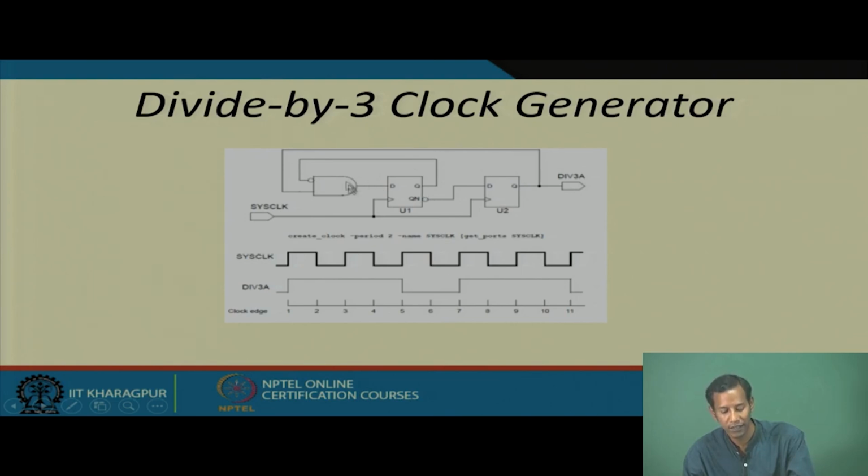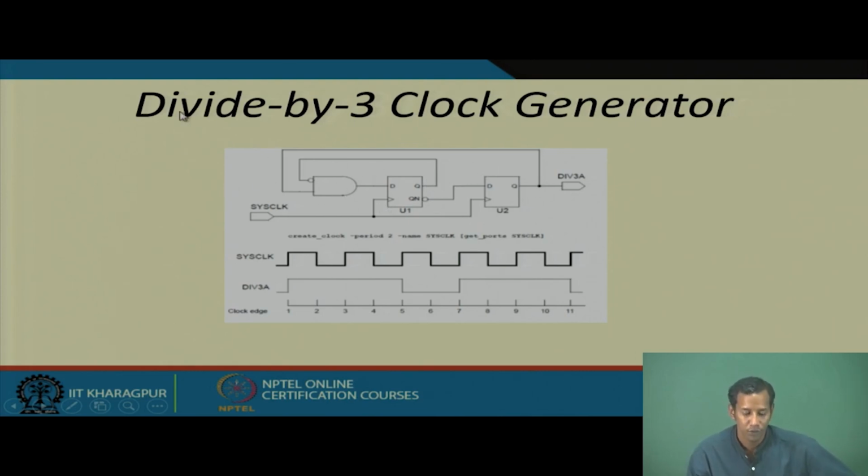So, whenever I get 0 over here, after one clock edge or one clock cycle, it will again become 1. That means this is delayed, and this 1 continues for one cycle. So, in this manner, or in this configuration, we can make the divide by 3 clock generator.